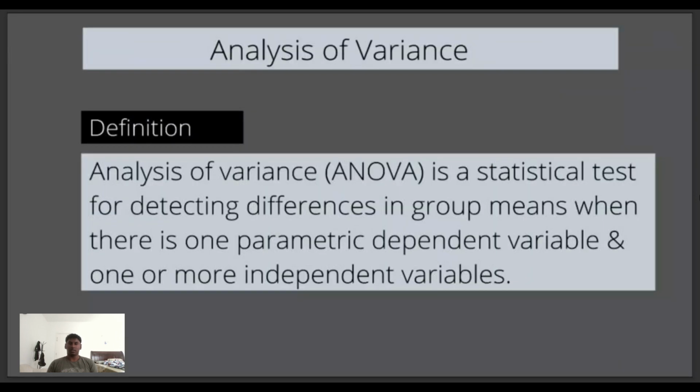Analysis of variance. Here is the basic definition of ANOVA. Analysis of variance, also known as ANOVA, is a statistical test for detecting differences in group means when there is one parametric dependent variable and one or more independent variables.